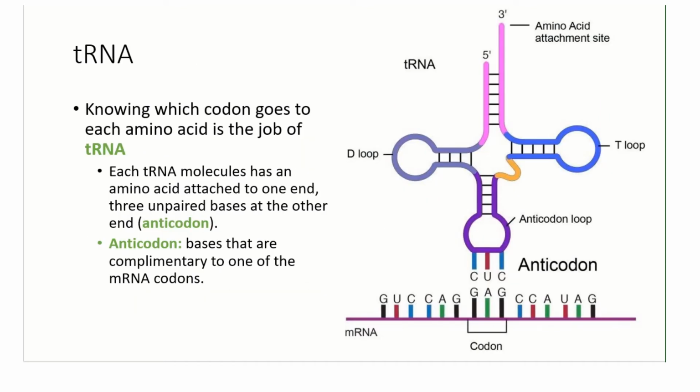So more about tRNA. Its job is to know which codon goes to which amino acid. Each tRNA molecule has an amino acid attached to one end, and 3 unpaired bases at the other end, the anticodon. So here's the codon on the mRNA, and then the tRNA is carrying the anticodon. And these are the bases that are complementary to this mRNA codon.